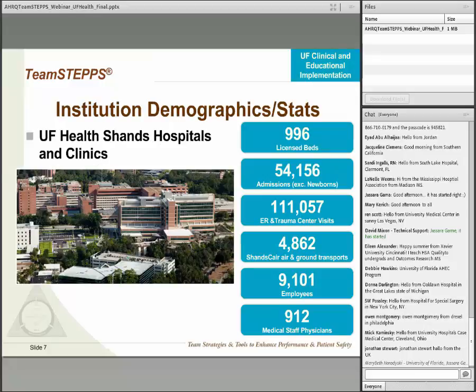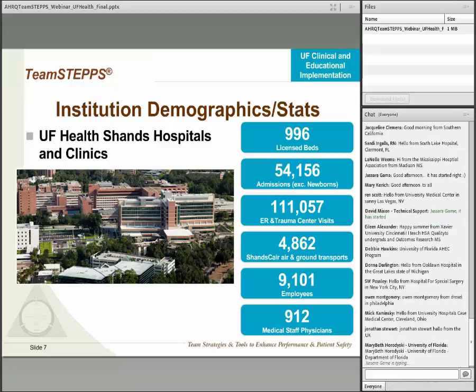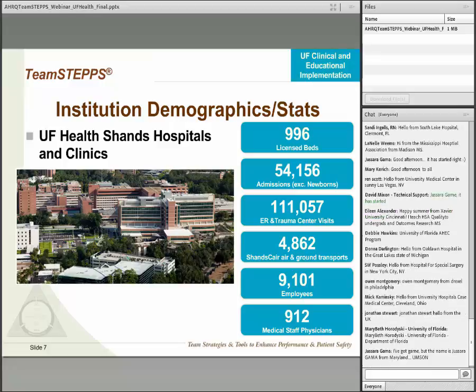Just a quick demographics, I won't go into great detail, but know we are a fairly large academic medical center in Gainesville, Florida. We have about 1,000 beds and almost 1,000 faculty physicians. Our physicians are faculty of the College of Medicine here. We're bringing up two new hospitals on campus as we speak, a neuroscience hospital and a cardiovascular hospital. They topped out recently on our campus, and we should be opening them next year.